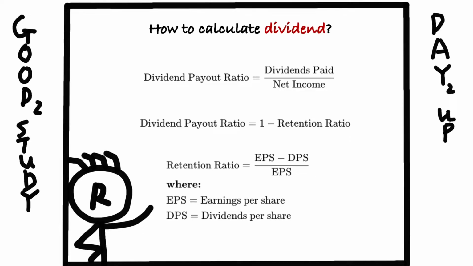For example, if a company's annual EPS is $3 and the dividend is $1, so the dividend payout ratio will be 1 divided by 3, which is around 33%. And the retention ratio will be 1 minus dividend payout ratio, which is 33%, which gives you 67%.